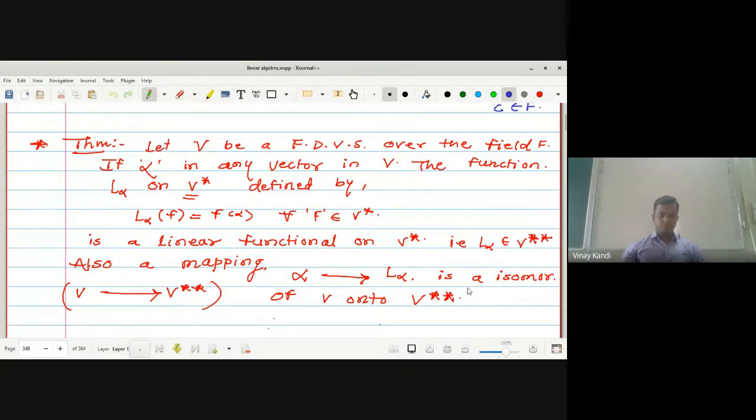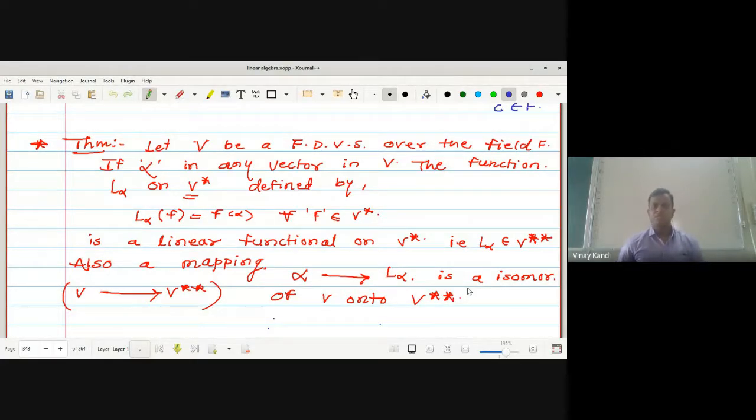In the last lecture, we saw the isomorphism theorem from V to V double star. What is V double star? It is the double dual of V, or the dual space of V star. What is this theorem? Let V be a finite dimensional vector space over the field F.